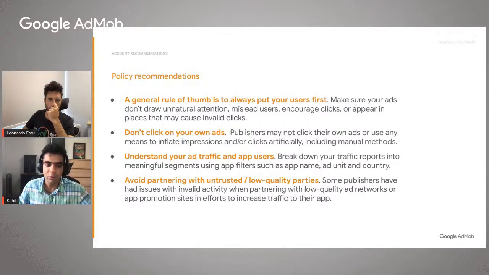The third thing that I would encourage you is to understand your ad traffic and app users. Break down your traffic reports into meaningful segments using filters such as app name, ad unit, and country. And once you start breaking down this traffic and seeing the trend over a period of time, you will be able to understand how traffic is moving in your app. Finally, avoid partnering with untrusted low quality parties. Some publishers have had issues with invalid activity when partnering with low quality ad networks or app promotion sites in order to increase traffic to their app.